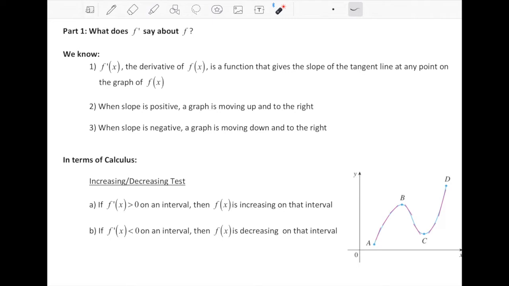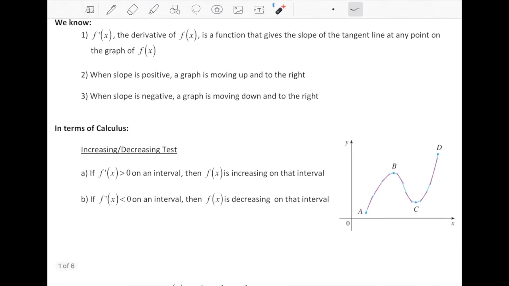Now, things that we know from past experience: the derivative, f prime of x, gives us the slope of the tangent line at any point on the graph of f. That's what we've been talking about. We've written equations of tangent lines. Now thinking back to past experience, algebra 1 even, when the slope of a line is positive, it's moving up and to the right. When the slope is negative, it's moving down and to the right. So positive slope, it goes up; negative slope, it goes down. Well, the derivative tells us all those little bits every step along the way.